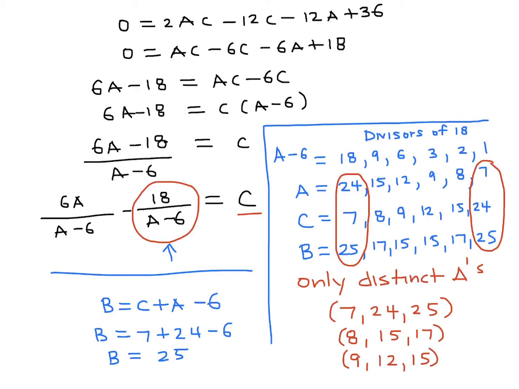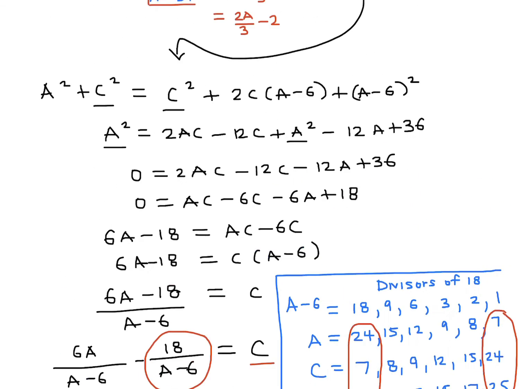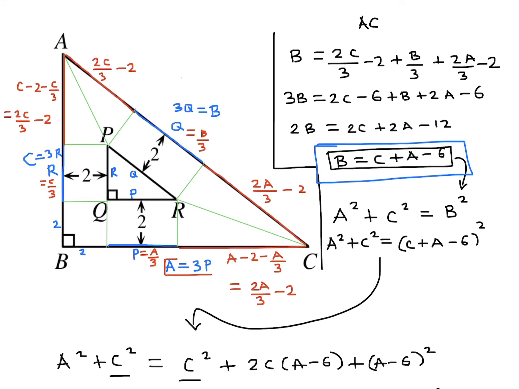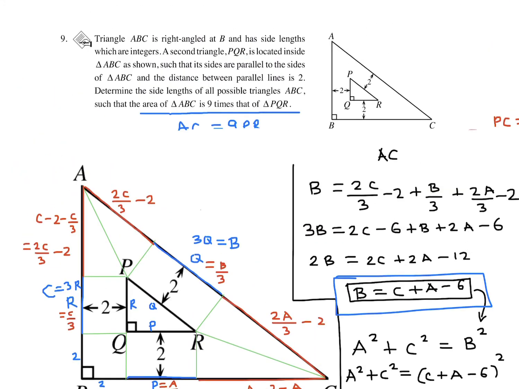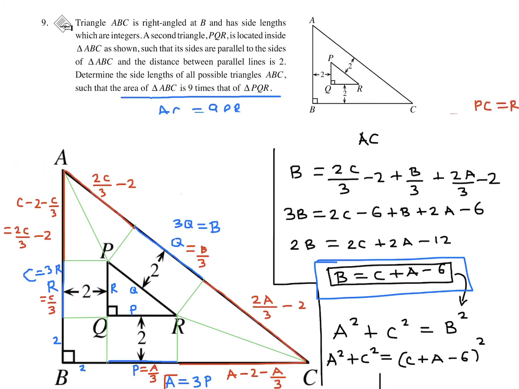So there you have it. Those are the values for a, b, and c that you get that will make this whole thing work. And what we really were trying to prove is that this right here, ABC, is such that the area is 9 times the area of PQR.